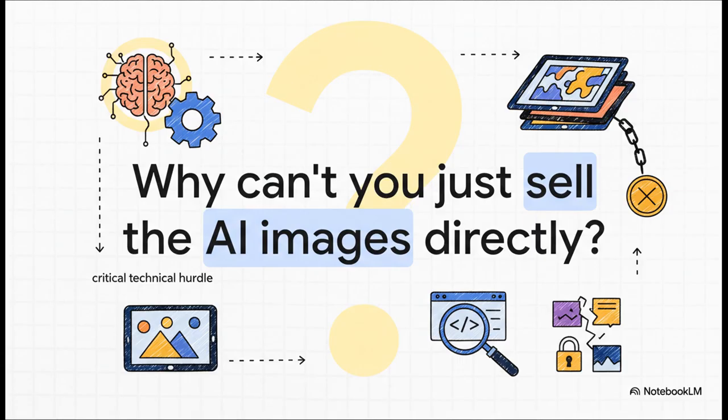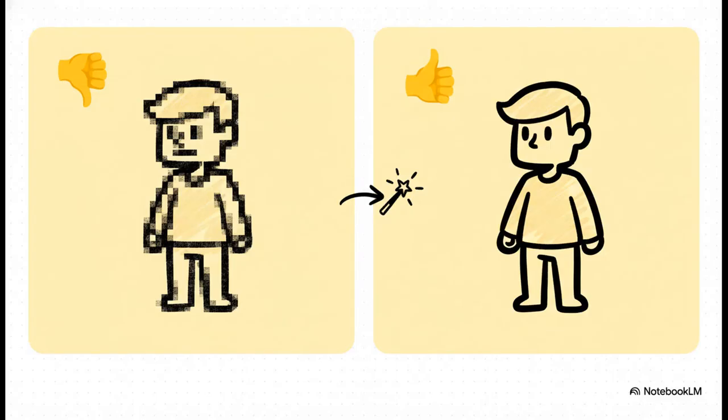So a question I get all the time comes up right about now. You've generated these amazing images. Why can't you just sell them as they are? And it's a great question, but there is one huge, critical technical problem you have to solve first. And here is that problem in a nutshell. Look at this. The raw image on the left, it looks totally fine on your phone or your computer screen.